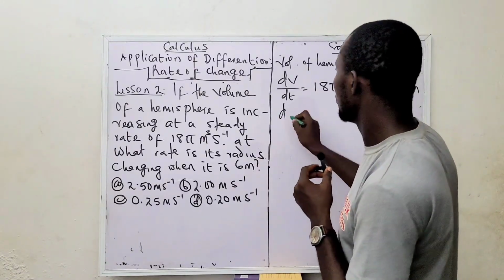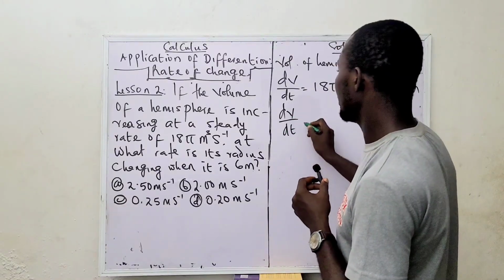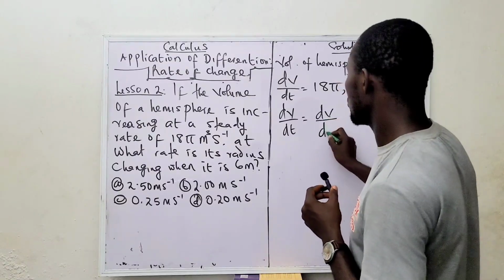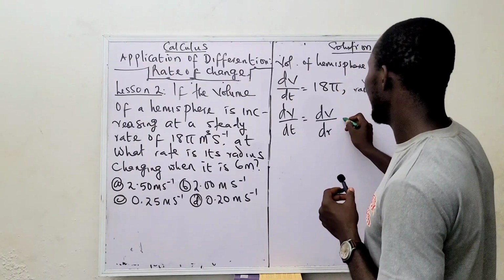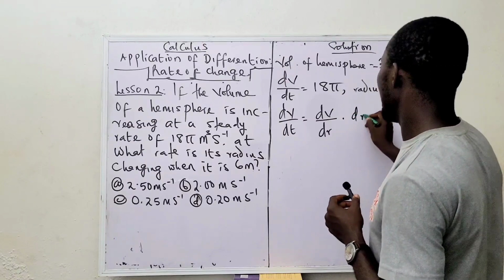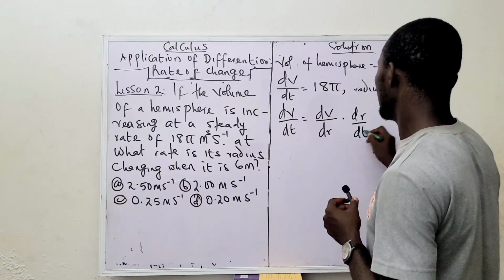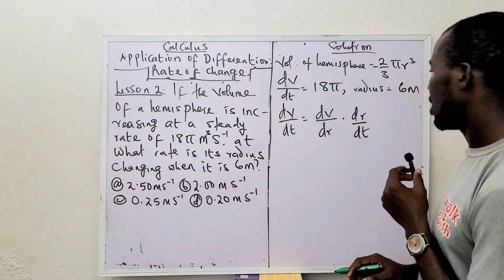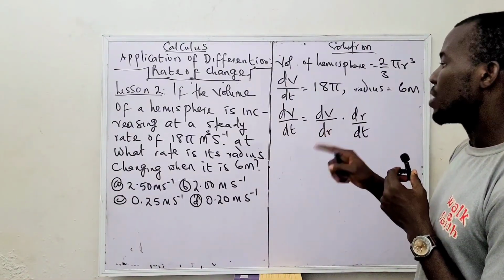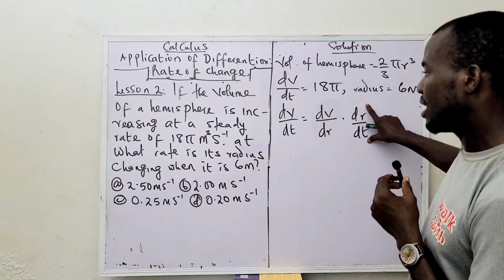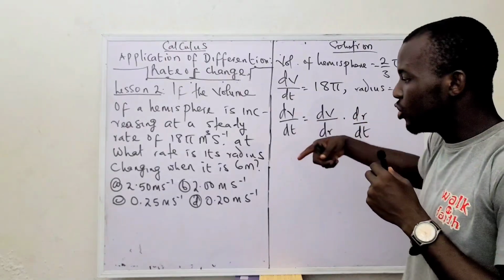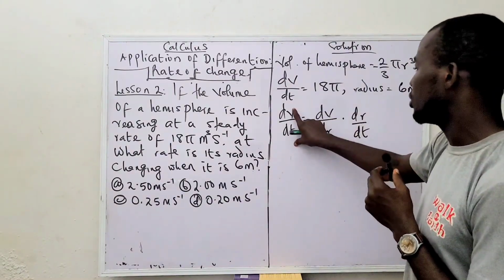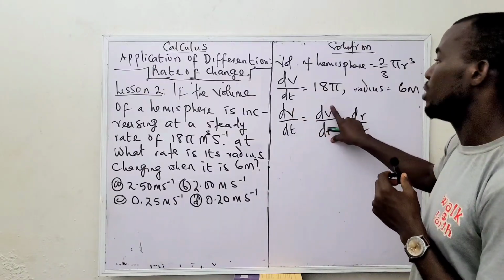Now to write the chain rule for this derivative, we have dV, the change in V with respect to the radius, and then multiply by the little change of the radius with respect to time. This is what we are going to have. And here we are asked to calculate this part: at what rate is its radius changing? That is what we are particular about. So we know this one already, and then we can get this one also.